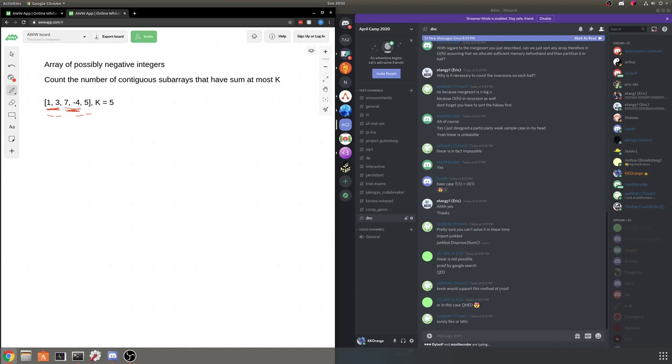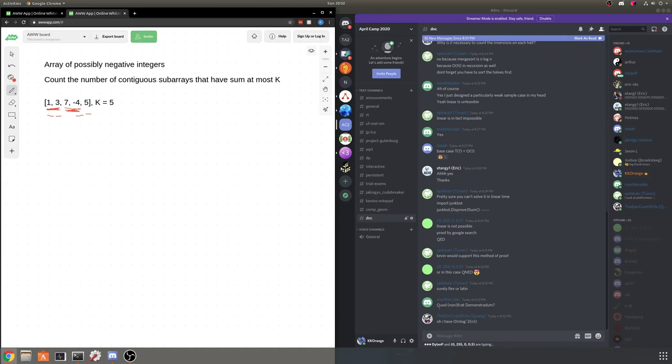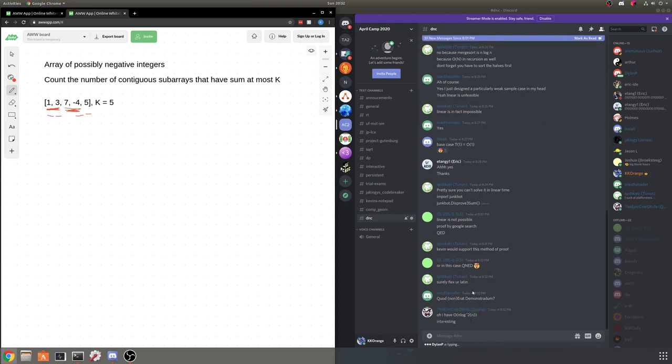Kevin would support this method of proof. My favorite method of proof is exercise left to the reader. QED, FlexiLatin. Oh, there's a whole bunch of words here and they're very confusing.